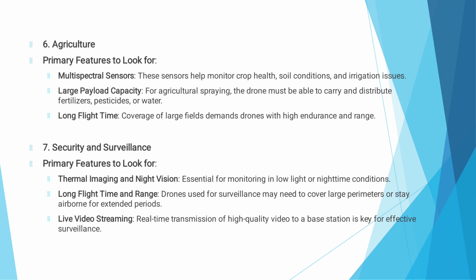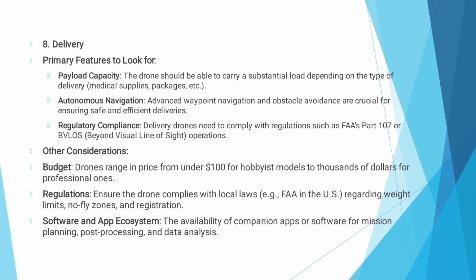Then security and surveillance. Thermal imaging and night vision are essential for monitoring in low light or nighttime conditions. Then long flight time and range: drones used for surveillance may need to cover large perimeters or stay airborne for extended periods. Then live video streaming: real time transmission of high quality video to the base station is key for effective surveillance. Then delivery: payload capacity, autonomous navigation, regulatory compliance.